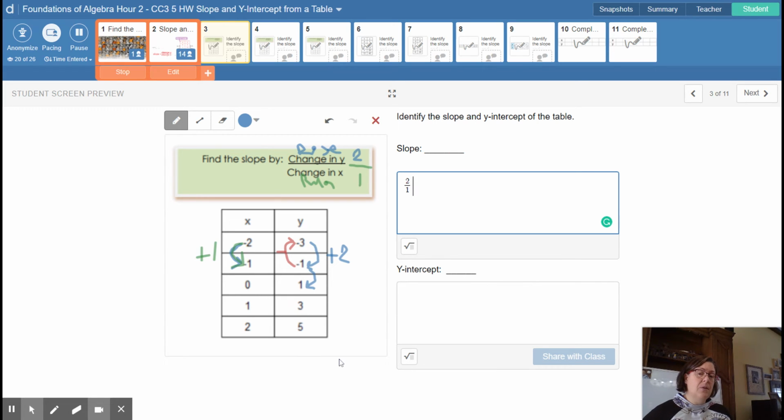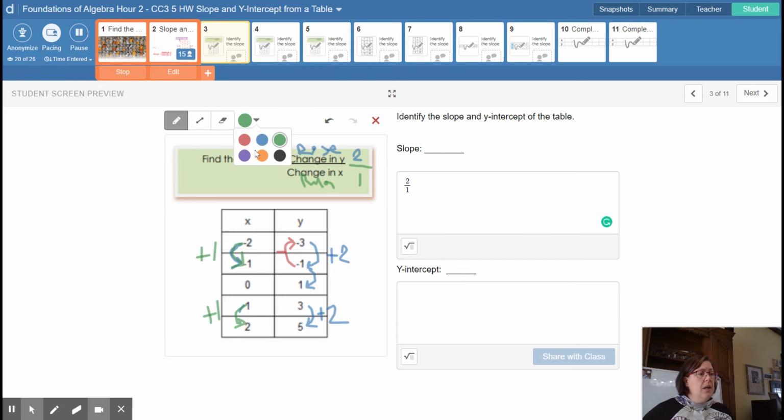Okay, now the other thing that you could have done to find your slope is you could have looked down here to the positive numbers. Sometimes we like to work with positive numbers more so than the negatives. Oh yeah, I know. 3 plus 2 is 5. That's my rise. And again, I go from +1 to +2. That's also going up by 1. So it's just another way to show you how to find that slope.